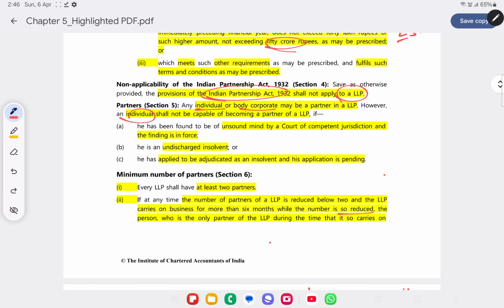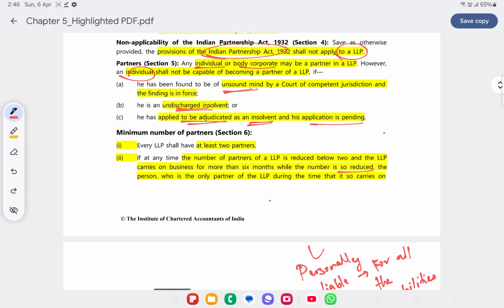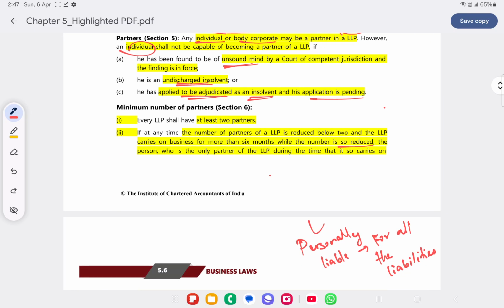But if the individual is found to be of unsound mind, or an undischarged insolvent, or is adjudicated as an insolvent. Undischarged insolvent means the court has declared the person to be insolvent. Insolvent is one wherein liabilities exceed the amount of assets, and a person is not able to meet his or her liabilities. Applied to be adjudicated as insolvent means an application is made for the court to give a judgment that he is insolvent and that application is pending. In these cases, unsound mind, adjudicated insolvent, application pending, or undischarged insolvent, an individual cannot become a partner in LLP.